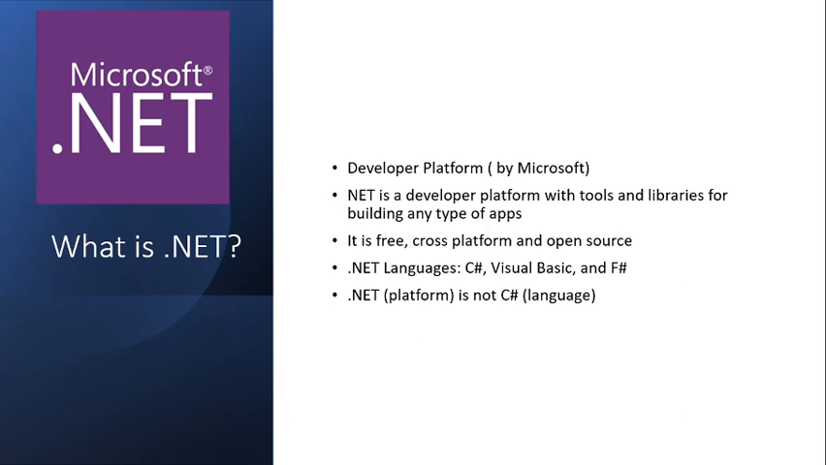Now .NET is a platform where you have numerous libraries and you can use those through a programming language, and the languages can be C Sharp, Visual Basic, or F Sharp. So you can use any of those languages and build the application. You can build any type of applications. It is absolutely free, cross platform, and open source. So the languages we use for .NET are C Sharp, Visual Basic, and F Sharp.